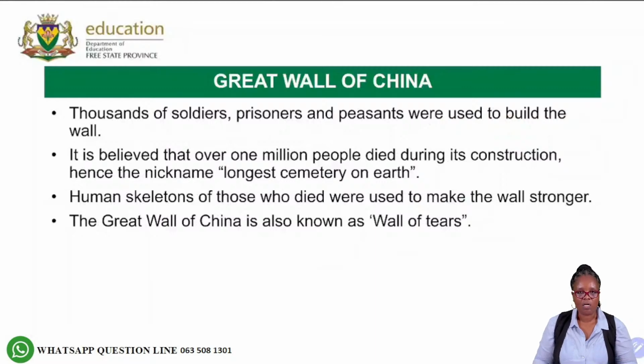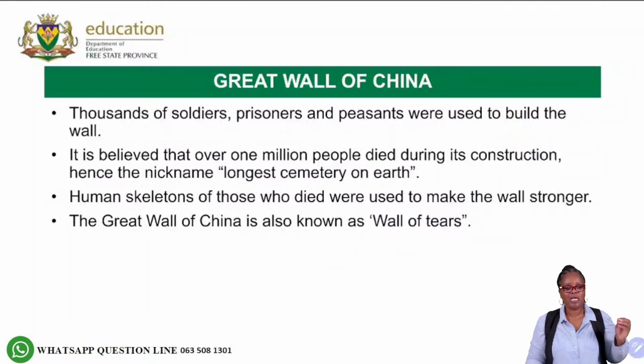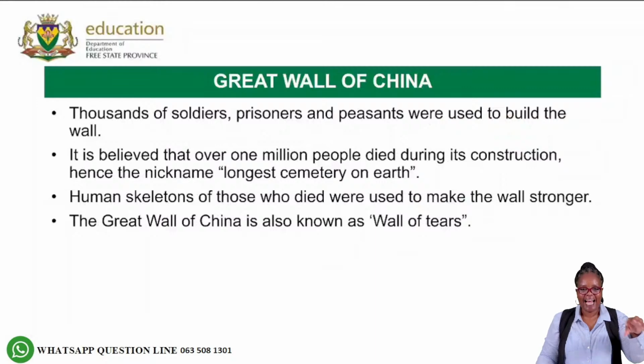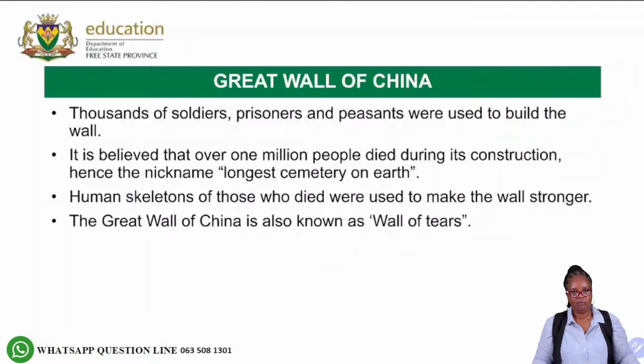Who built this wall? It's thousands of soldiers, prisoners, and peasants who built this wall. They were the ones who built it. And while they were still busy building this wall, there is a belief that over 1 million people died during that construction. 1 million people died while they were busy building that wall. And what happened to them?